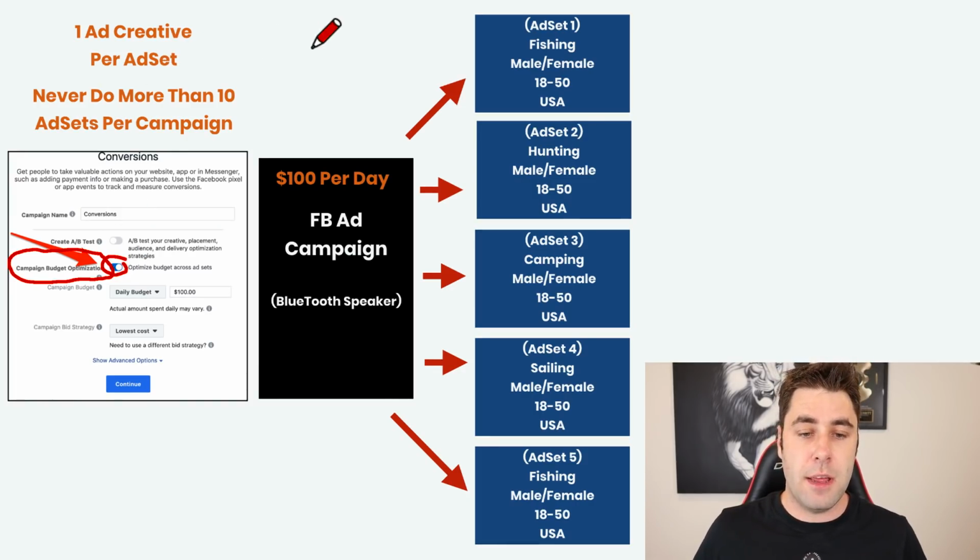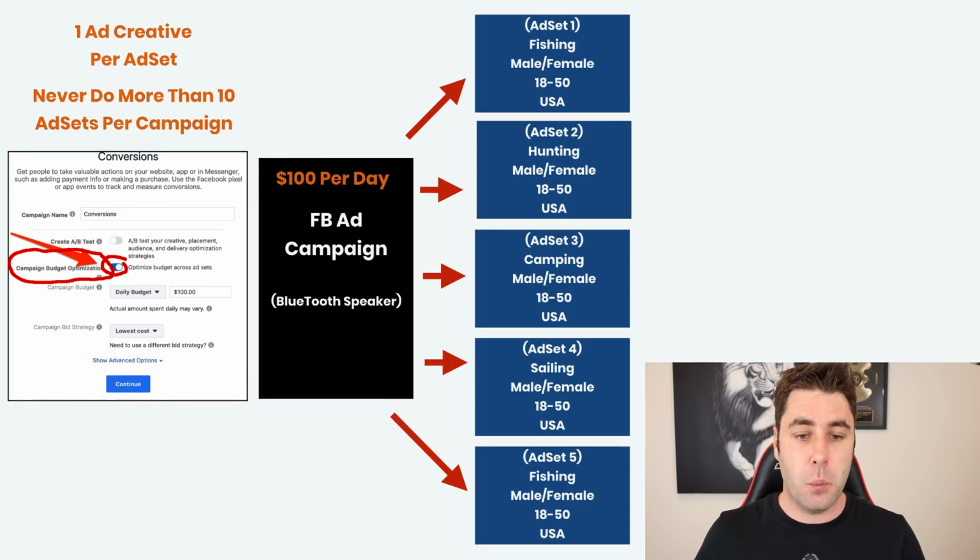Now, for this example of what I've been doing, I have one creative per ad set. That means I have a campaign, an ad set, and then one ad. I'm not doing a campaign, one ad set, then multiple ads. And I never do more than 10 ad sets per campaign. One thing I've noticed with campaign budget optimization is if you have any more than 8 or 10, it runs really badly. The optimal level is 5 to 8. 10 is the most I would ever do. So just keep that in mind.